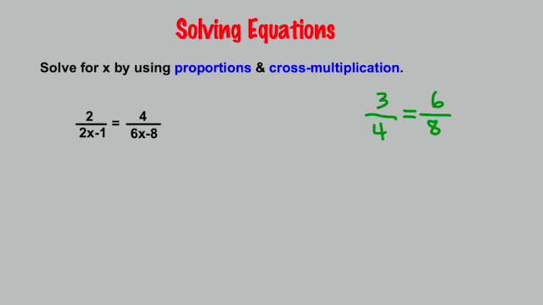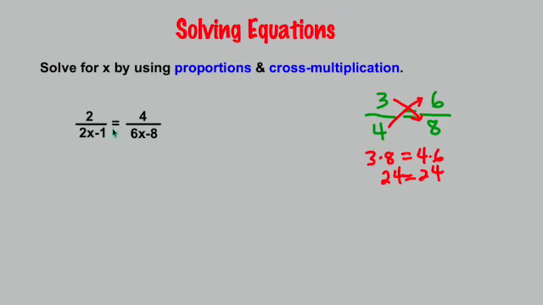What you should notice is, if I take the top times the bottom over here, 3 times 8, it will equal the bottom times the top over here, 4 times 6. Well, 3 times 8 is 24, and 4 times 6 is 24. So anytime we have a fraction equal to another fraction, we can do this idea of cross multiplication.